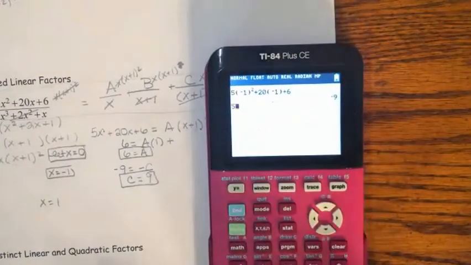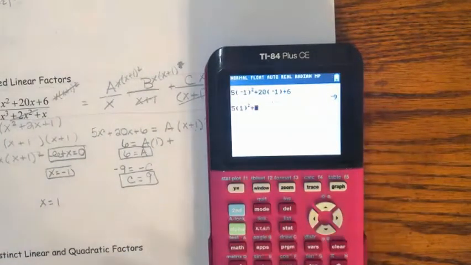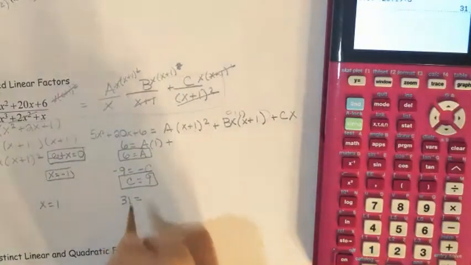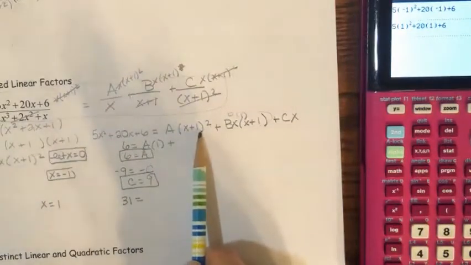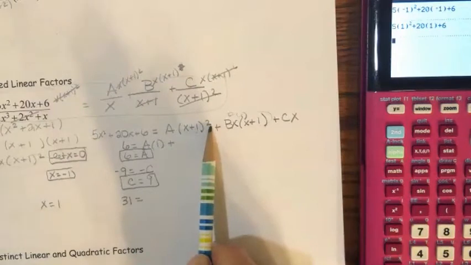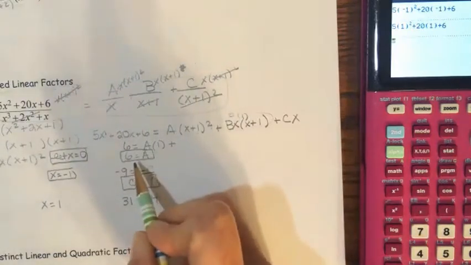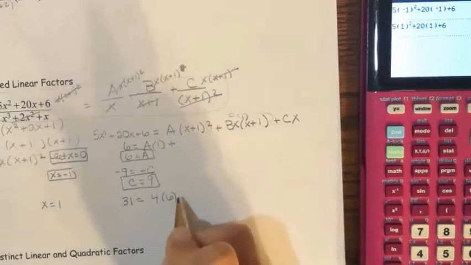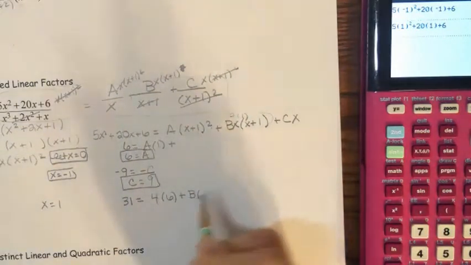So get your calculator, 5 times 1 squared plus 20 times 1 plus 6 is 31. And then when I plug in 1 here, I get 1 plus 1 is 2. Squared is 4. So I have 4 times a. Well, we know a is what? a is 6. So 4 times 6 plus b, I don't know what b is. That's the whole point. I'm trying to find out what b is.